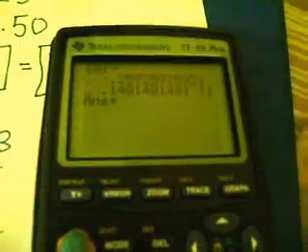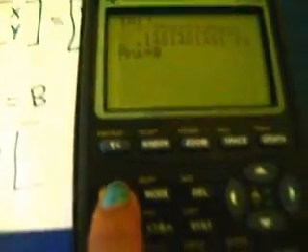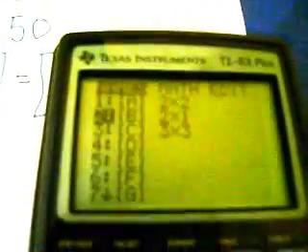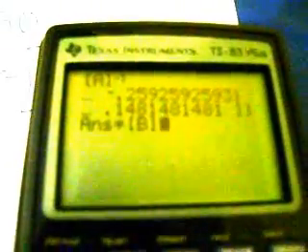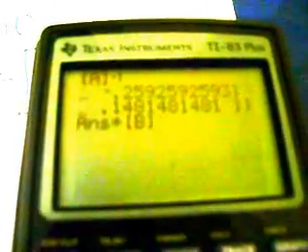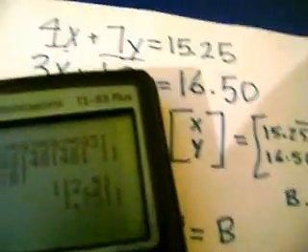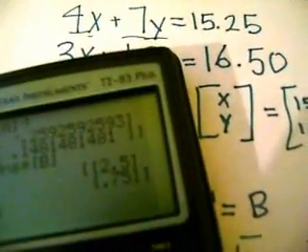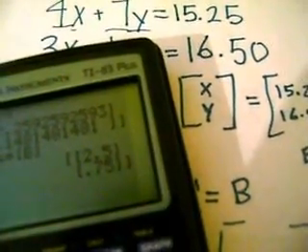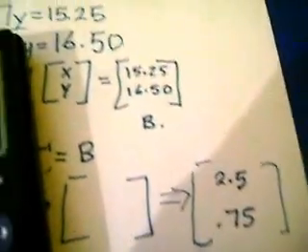So I'm going to take all those numbers, I'm going to multiply it by B. And we're going to go second matrix, and we're going to get B. So we're multiplying all those numbers times our B. You hit enter in the calculator, and there comes your answer. So 2.5 and 0.75 would be the answer to this problem.